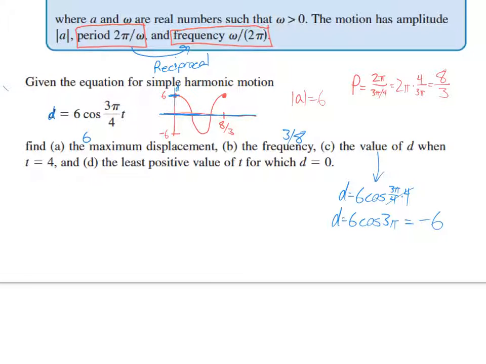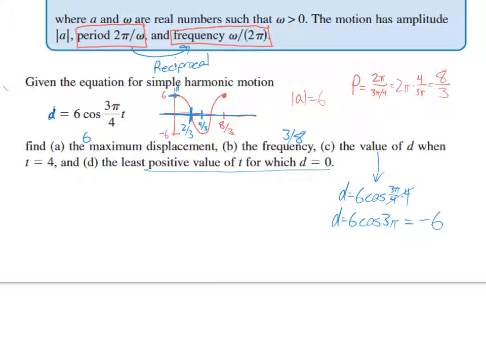Then the least positive value for t for which d equals 0. So in other words, what's the x-coordinate right there? Whatever half of that. 4/3. Okay, so 4/3 is where we would be at the bottom, right? Halfway through the period. So then this would be at 2/3.